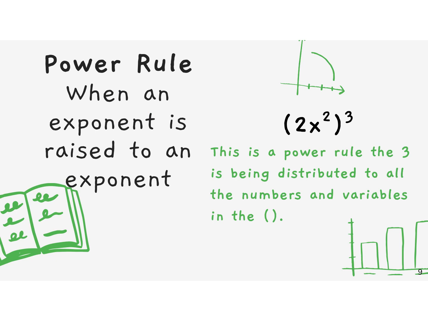The next rule is the power rule. The power rule is when an exponent is raised to an exponent. So our example here is parentheses 2x to the power of 2 and parentheses raised to the power of 3. This is an exponent, so this is a power rule. 3 is being distributed to all of the individual problems that are inside of the parentheses. So we have a distributing rule.